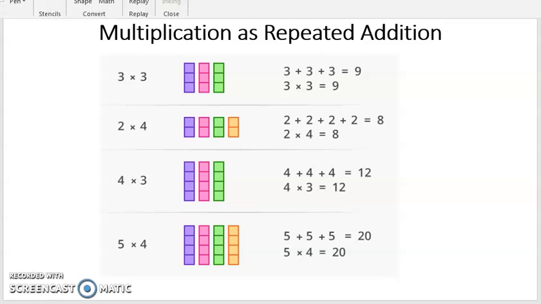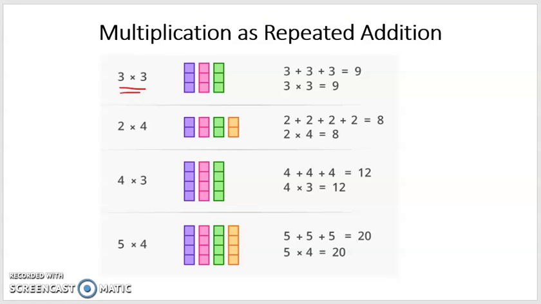And recall that multiplication, say 3 times 3, can be thought of as 3 plus 3 plus 3. 2 times 4 can be thought of as 2 plus 2 plus 2 plus 2, so 4 2's. Or it could be thought of as 4 plus 4, which is also 8. So 4 2's or 2 4's. Regardless of how you look at it, this multiplication is thought of as repeated addition.